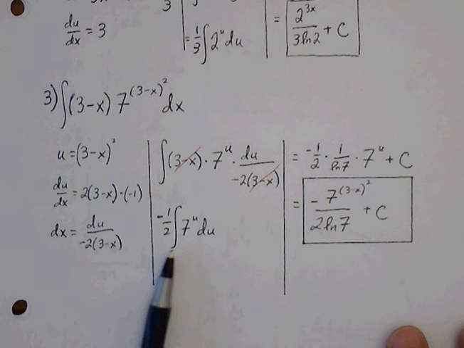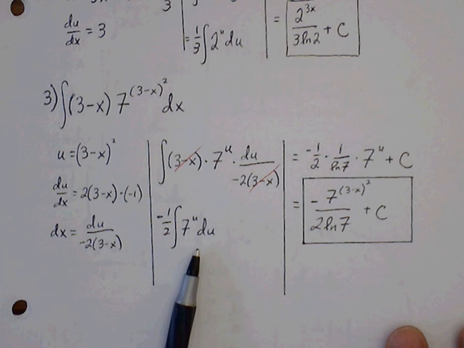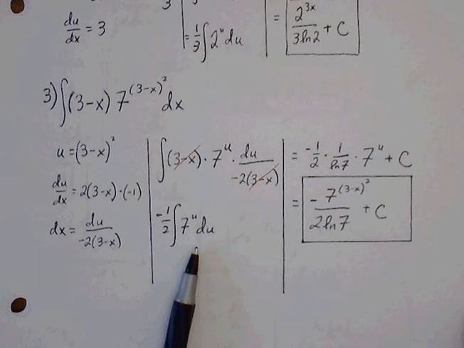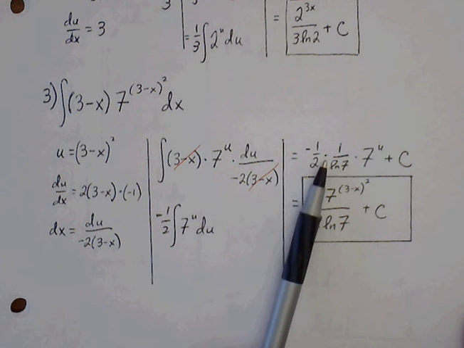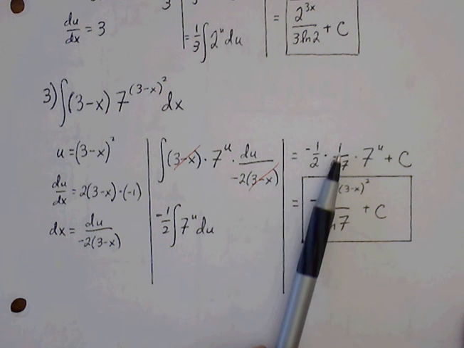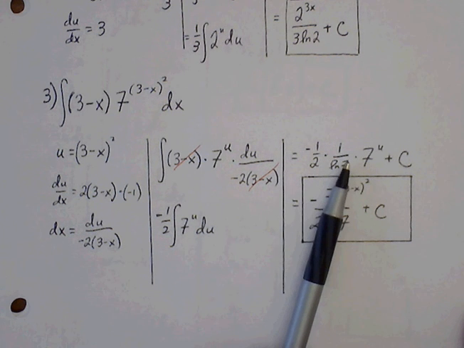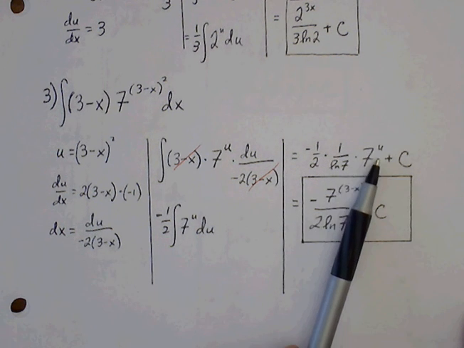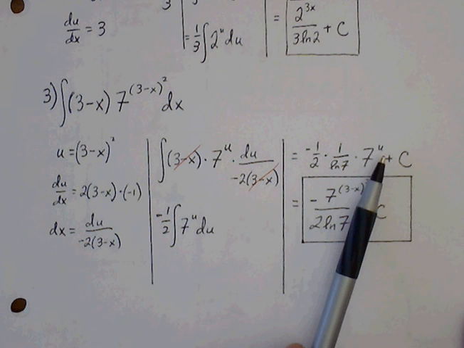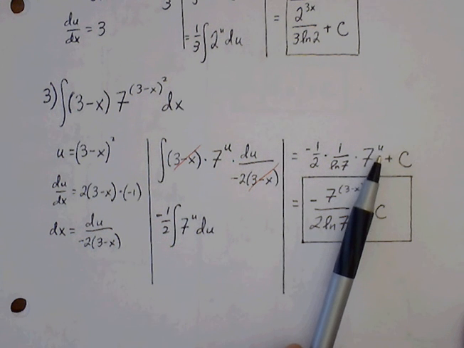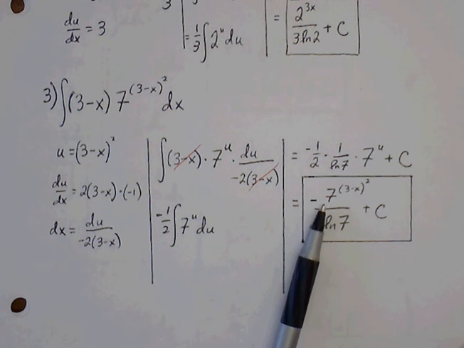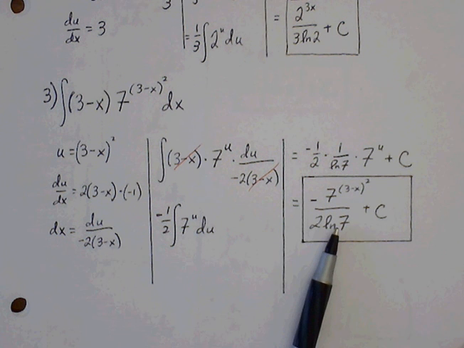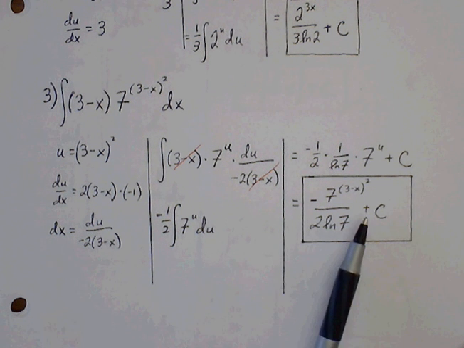So we can apply the rule for the integral of a to the u. Negative 1/2 stays. The rule is 1 over natural log of a, so in this case 1 over natural log of 7, times the original function, 7 to the u, plus c. Then we combine this all as one fraction. The u value gets replaced in terms of x, so 3 minus x quantity squared. Hold on to the negative, and the denominator will be 2 natural log of 7, and then don't forget the plus c.